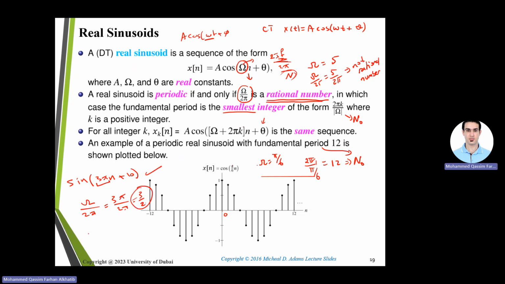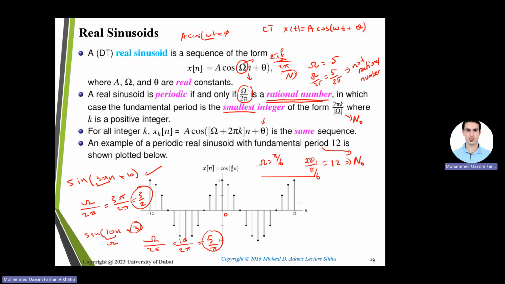Okay, however, if you are given sin(10n + 3), always ignore the phase. When it comes to periodicity, you just ignore the phase because the phase will just tell you that it's a shift between left or right. All right, so you have 10n. This is omega. So I have omega over 2 pi, 10 over 2 pi, 5 over pi. We know this is not a rational number, so in this case, the sequence is not periodic.